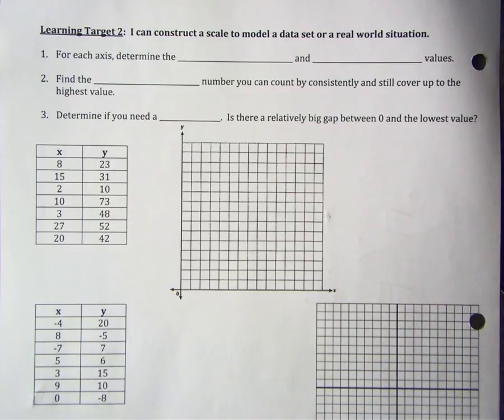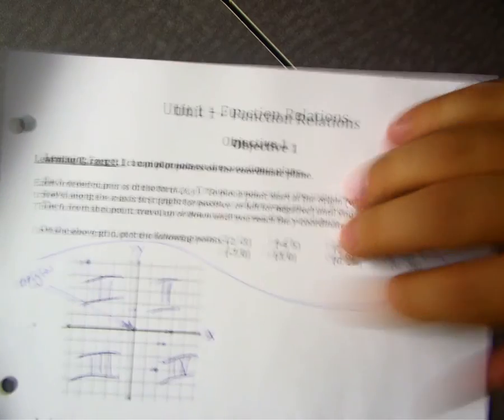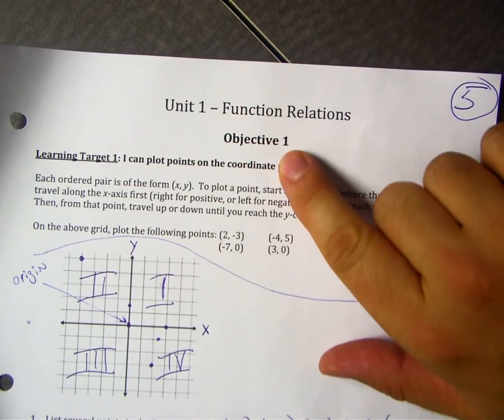All right, so you need to make sure that you have your Learning Target 2 note sheet out. That is going to be on the back of the Learning Target 1. It's Unit 1 Functional Relationships Objective 1.